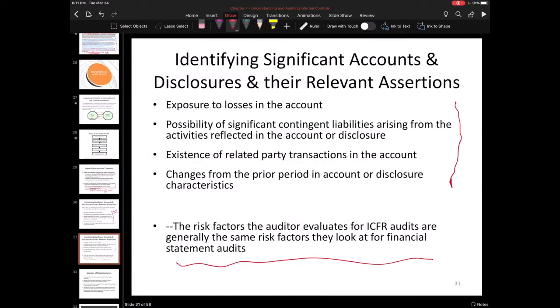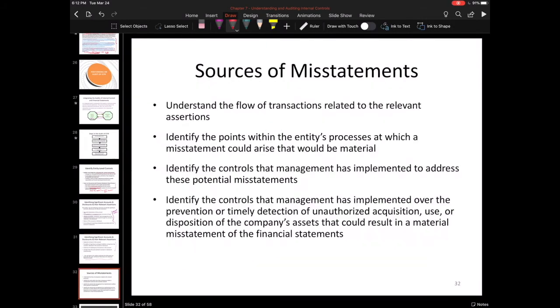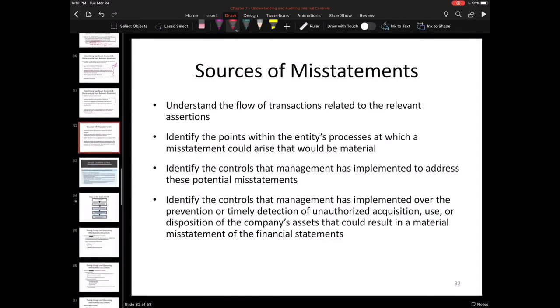And so they're going to be basically the same risk factors we talked about back in Chapter 4 when we talked through the risk assessment process for the financial statement audit. So that's why all these are looking rather familiar to you. And same thing for the sources of misstatement, right? I'm trying to figure out at which points in these accounts there are the key points where misstatement could occur, because that's where I want to identify the controls that are preventing or detecting the misstatements. And those are the key controls that I want to test.